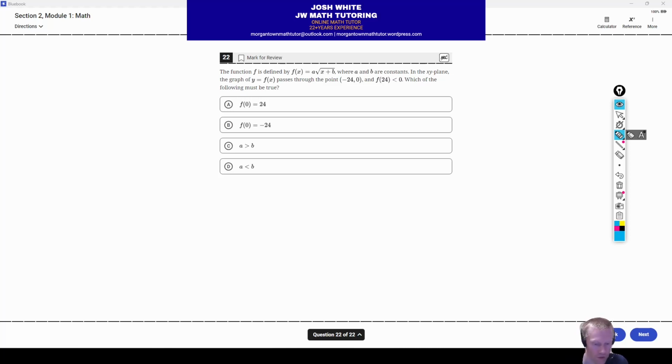So there's a couple ways you could do this. First, I'll just go through it visually and show you how you can figure it out, and then I'll show you in Desmos how you can confirm that. So it passes through negative 24, 0. Let's just say right over here is negative 24, 0. It also says that f of 24, so that would be over here, is less than 0. That means where x is 24, it's going to have a negative y value. So notice that means it's going to go down like this, just based on those two pieces of information.